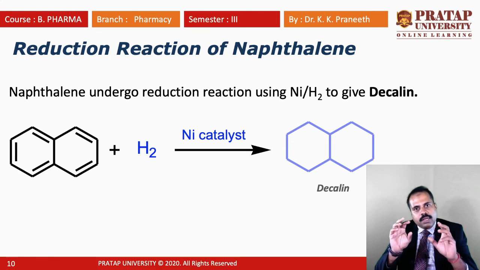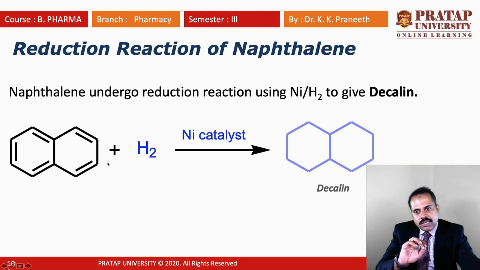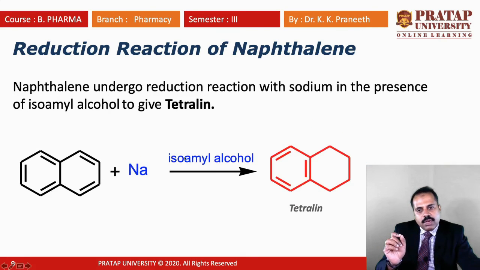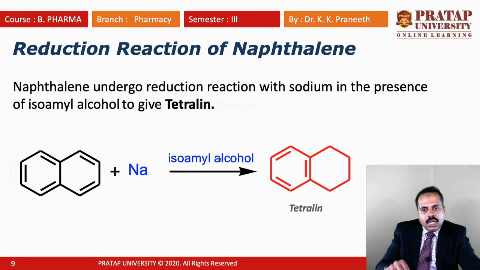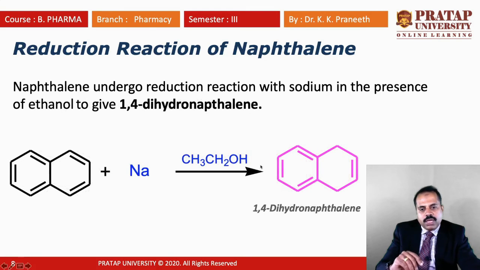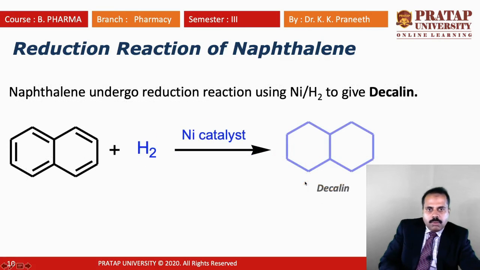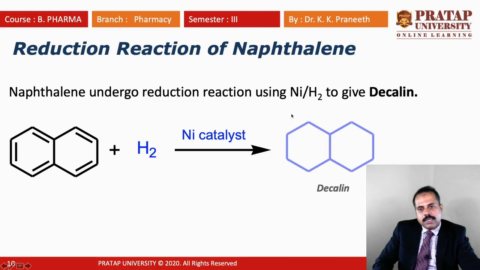So with the help of catalyst and strong reducing agent, we can selectively prepare whatever we want from naphthalene. If we want decalin, we can use this catalyst. If we want tetralin, we can use this previous combination, sodium and isoamyl alcohol. And if we want to prepare this 1,4-dihydronaphthalene, we can use sodium and ethanol as the reactant combination. And if you use a strong catalyst here, you can get completely hydrogenated product. You can say the substrate is completely reduced to decalin.